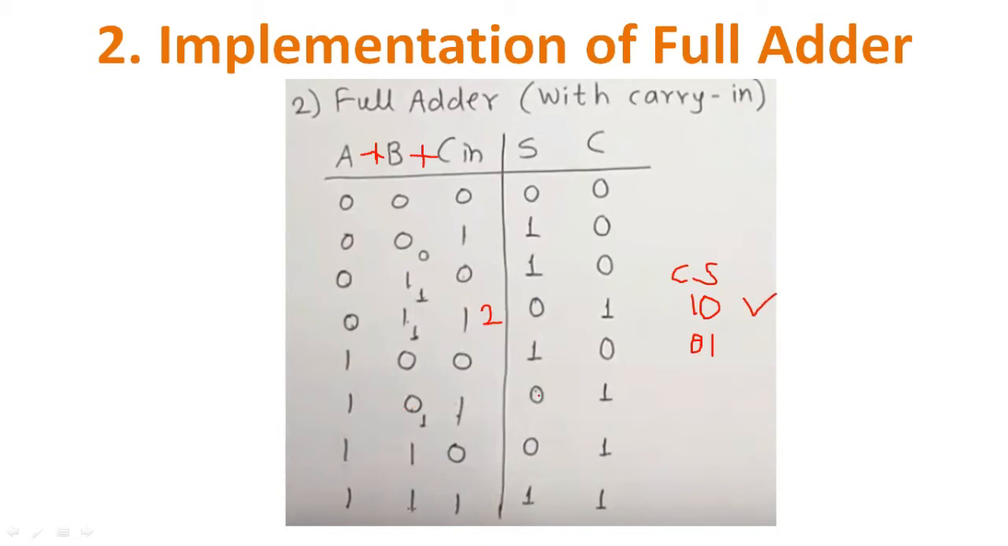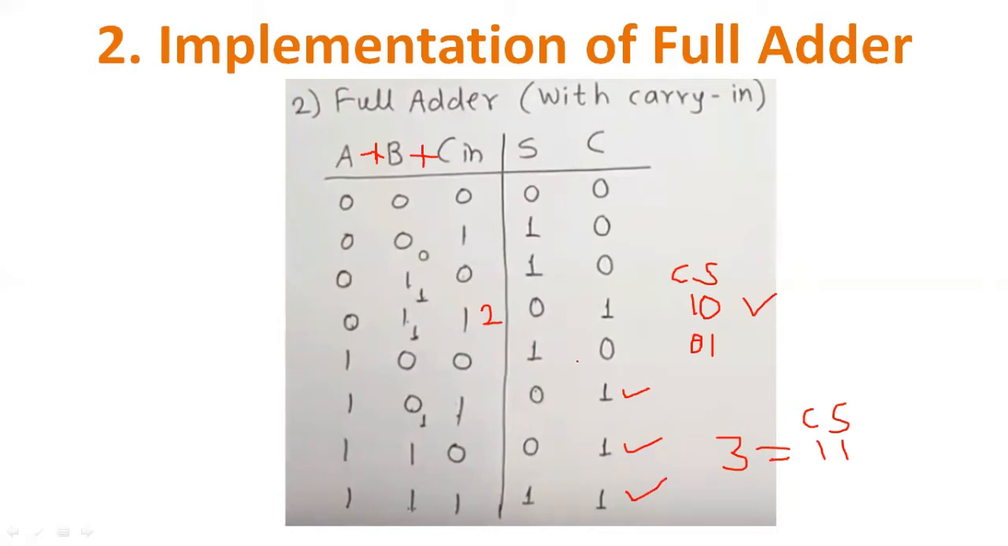Okay, so sum will be 0 and carry will be 1. For 1 plus 1 plus 0, again the result is 2, so sum will be 0 and carry will be 1. For 1 plus 1 plus 1, the answer will be 3 in decimal, which is equal to 11 in binary. So here the ones place will be 1 and the tens place will be the carry. So both sum and carry will be 1 1. Okay, so this is all about the truth table of the full adder.